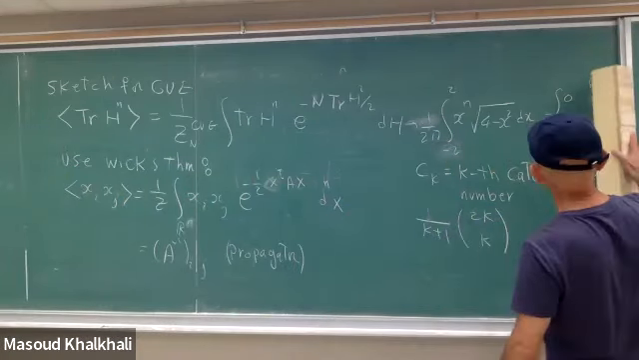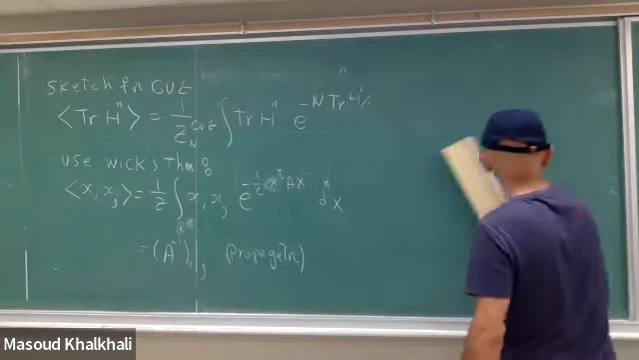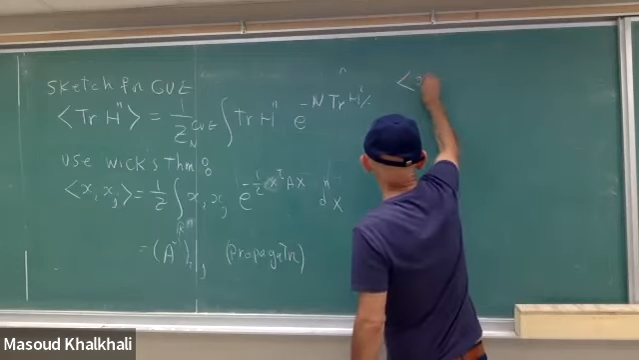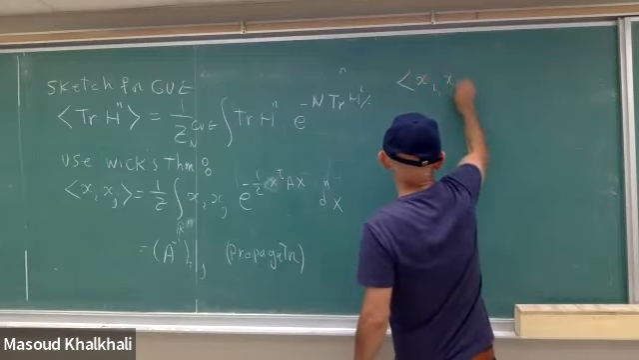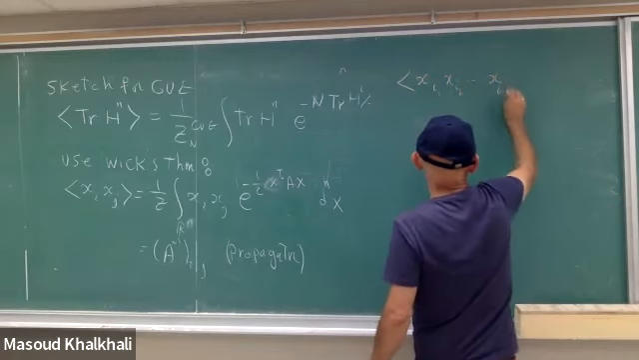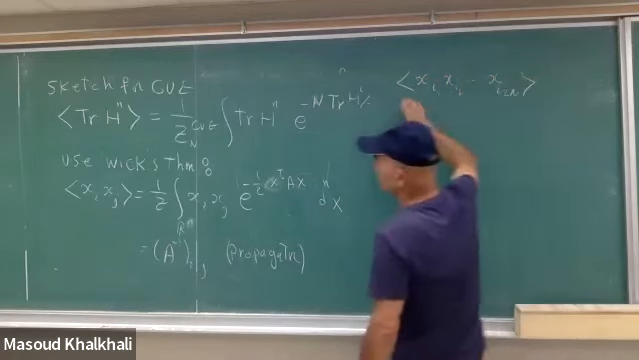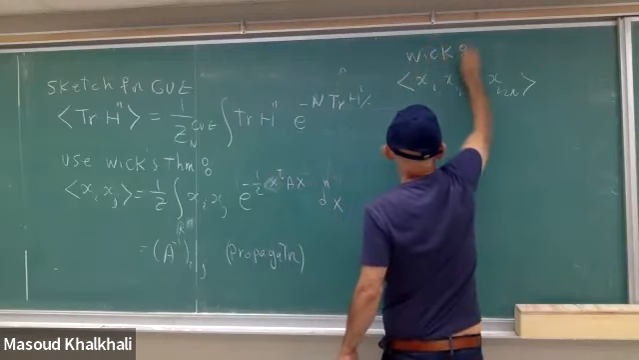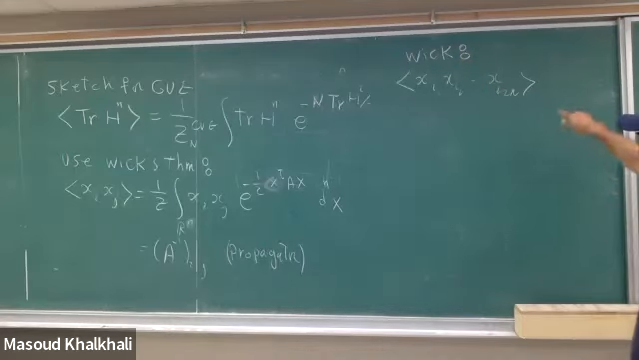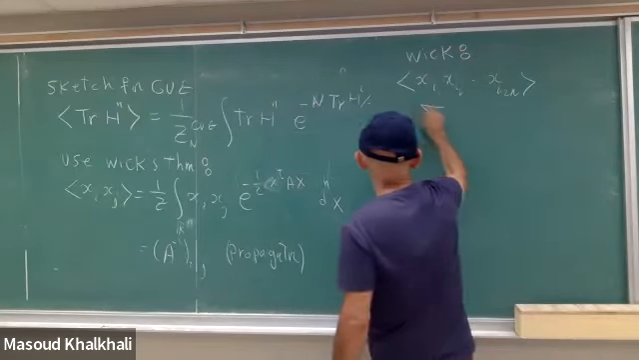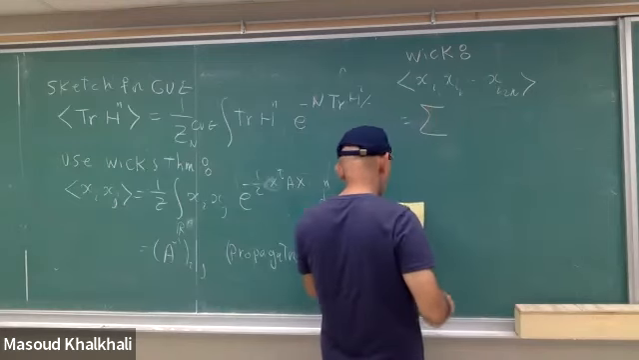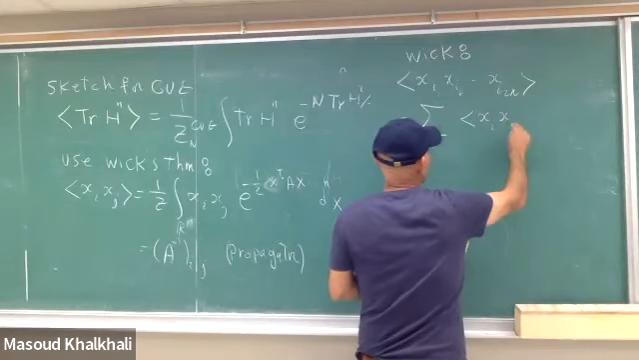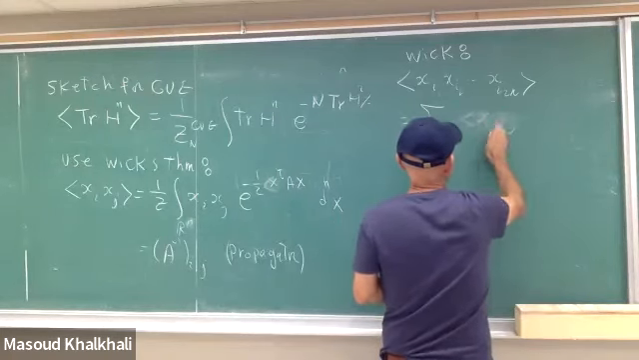So let me just write it down. So then basically x_i1, x_i2, up to x_i2k. So this is Wick's theorem. Sorry, I said Wigner. This is Wick's theorem. So this is equal to the sum of products of x_i, x_j. So let me write it like this.